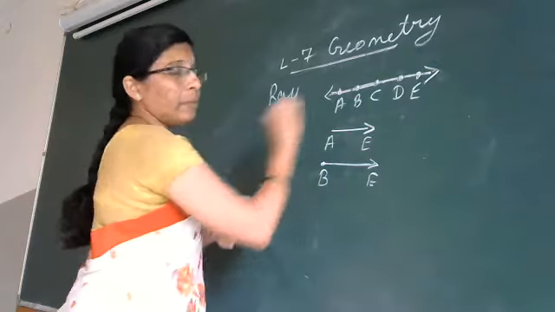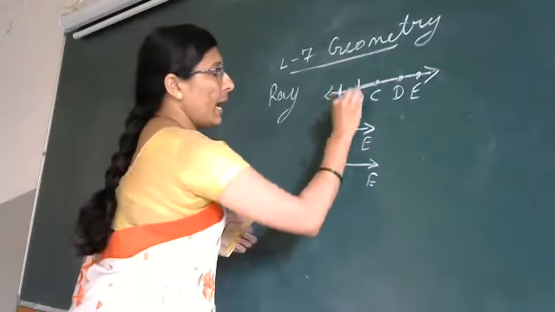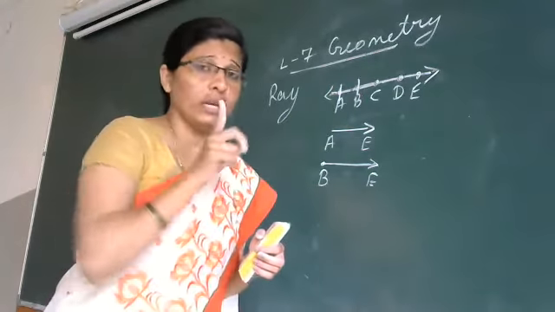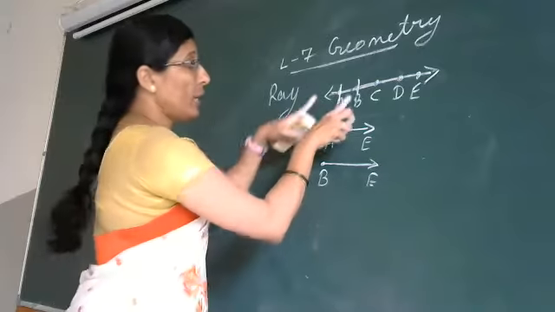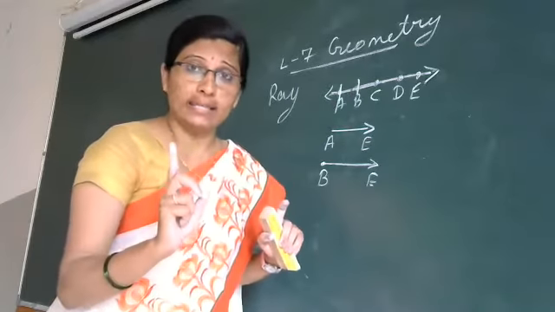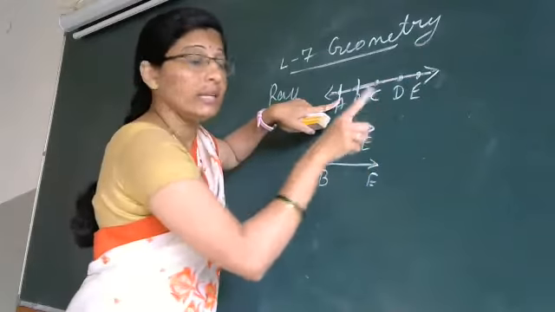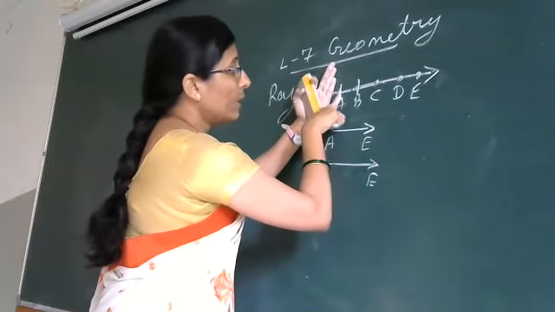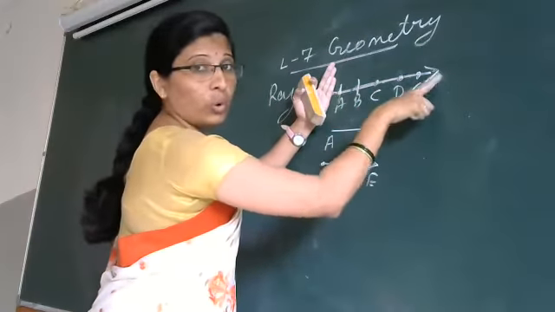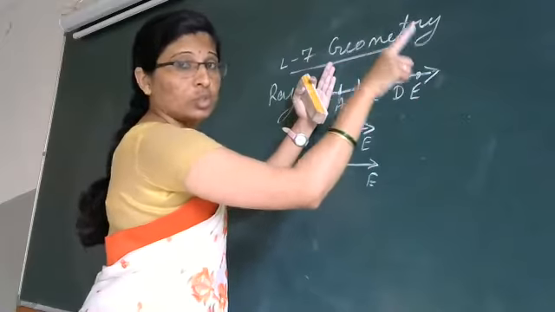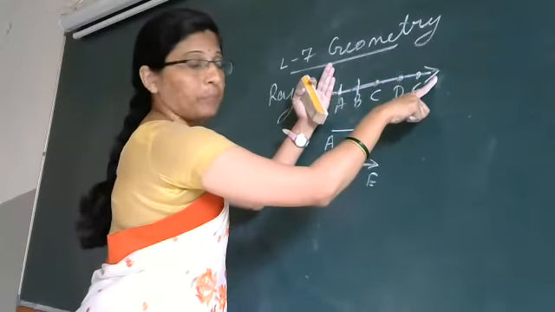You can't take A and B because if you take A and B, it doesn't have an arrow. Means it is a line segment. If you take AB, it is a line segment. If you take A and B, then only it is having from A one point to an arrow. It's extending. So that will be a ray.